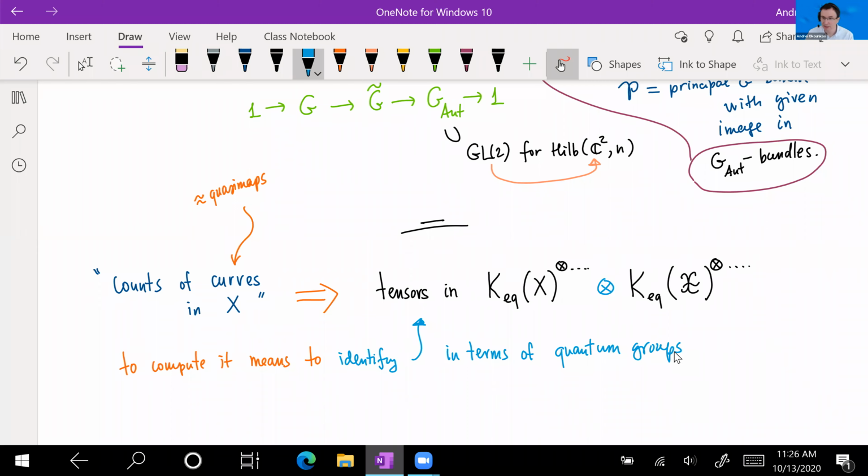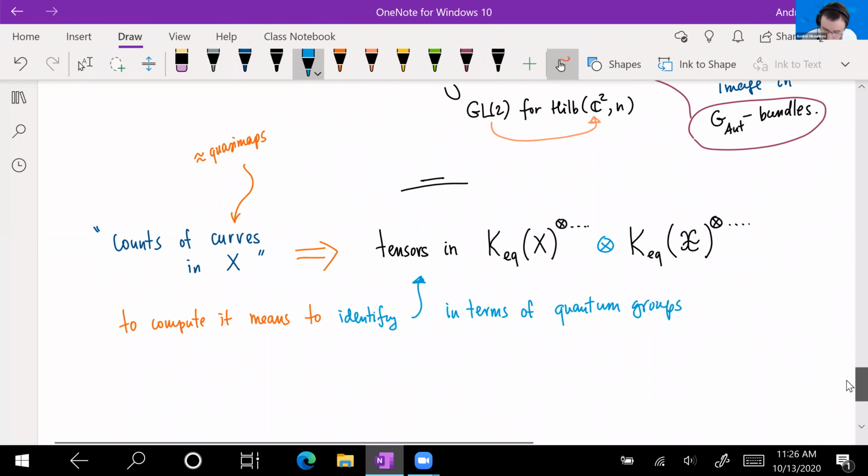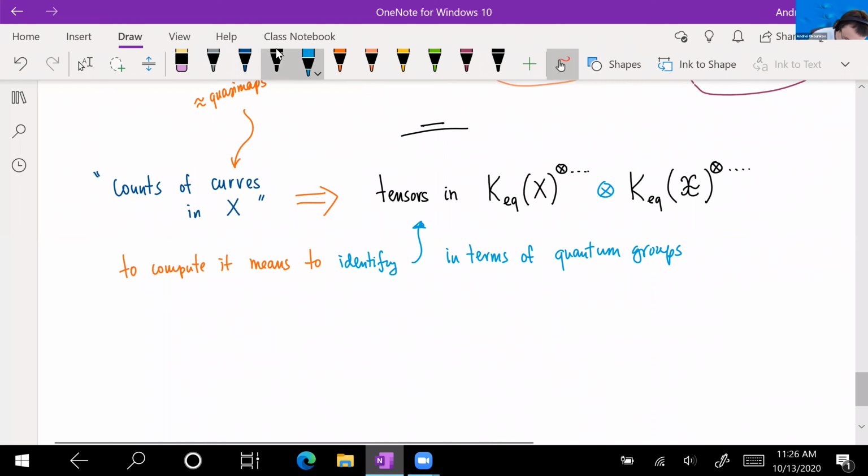Now, how do we get this tensor? We have to talk about evaluation maps. So what's an evaluation map? I have my moduli space. We'll denote it quasi-maps from some curve.